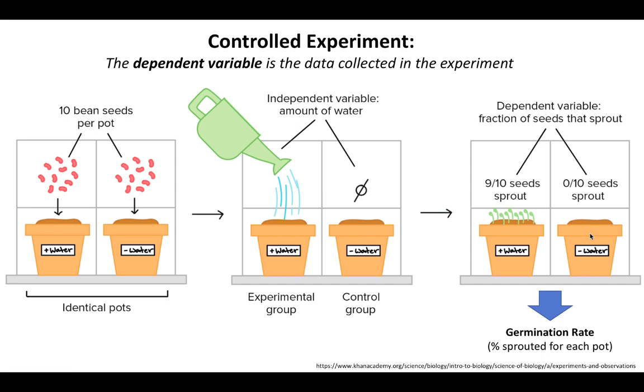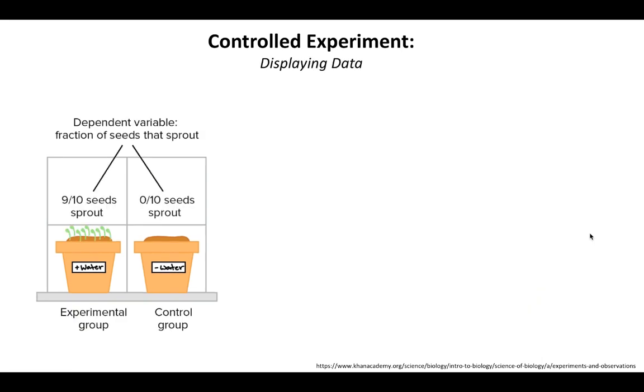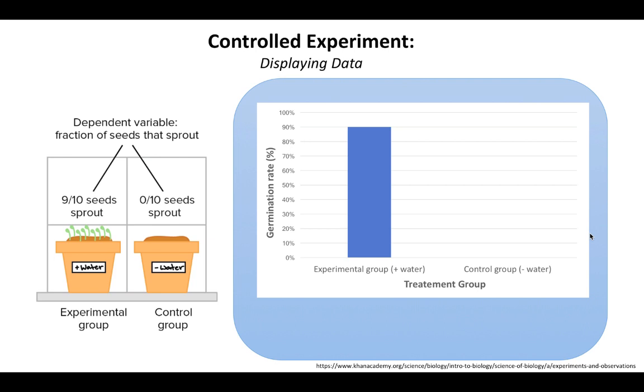Okay, and so that's actually going to be the data that we're collecting. That observation is the data that we're going to be using. And so once we have that data, it's really important that we can communicate that data to other individuals and other scientists. And so one great way to do that is to visually display the data. And so you probably have seen graphs or charts that look something like this.